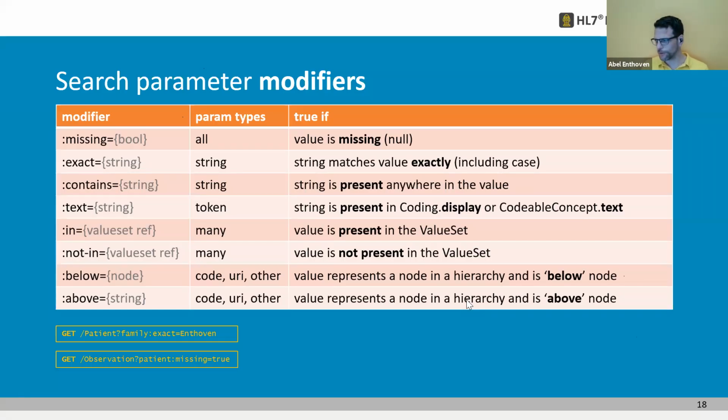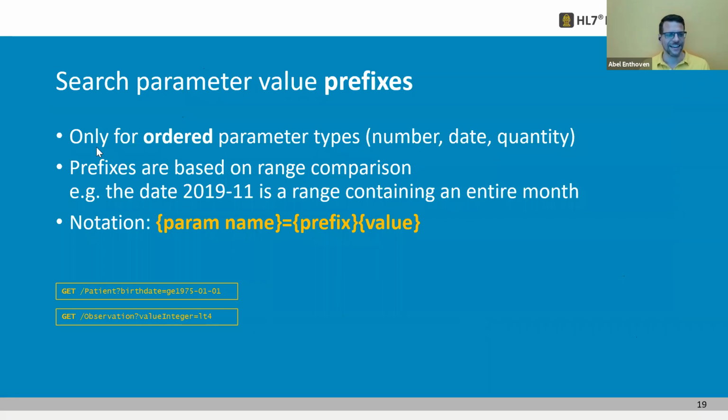So search parameters have modifiers as well. As you can see here, there are quite a lot. I've got only 1 minute, so I'm sort of running out of time here. So these are the modifiers. You can also look them up later. And also you have prefixes, and it means that you can play a little bit around with dates and times and do a greater than or an equal or whatever.